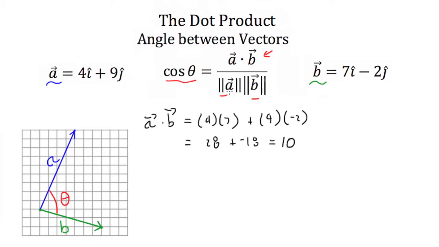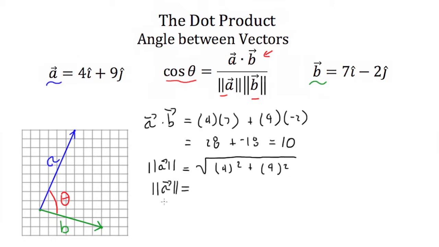Now I need to find the magnitudes of these two vectors. The magnitude of A is equal to the square root of its x movement squared plus its y movement squared. So the magnitude of A is equal to the square root of 97, which is approximately 9.85.